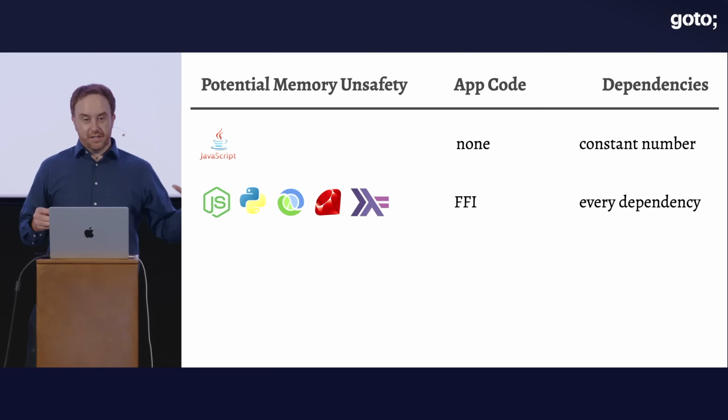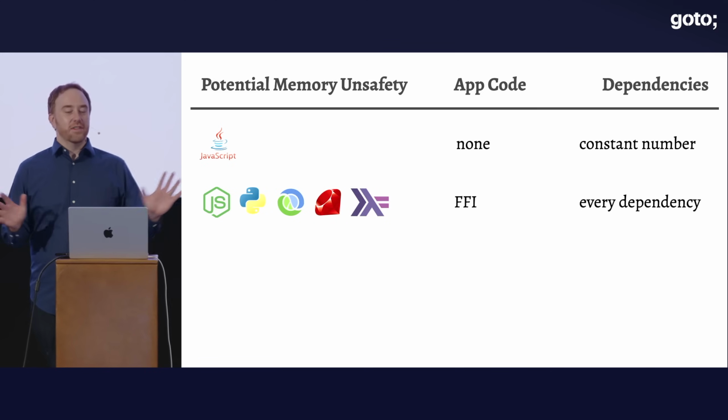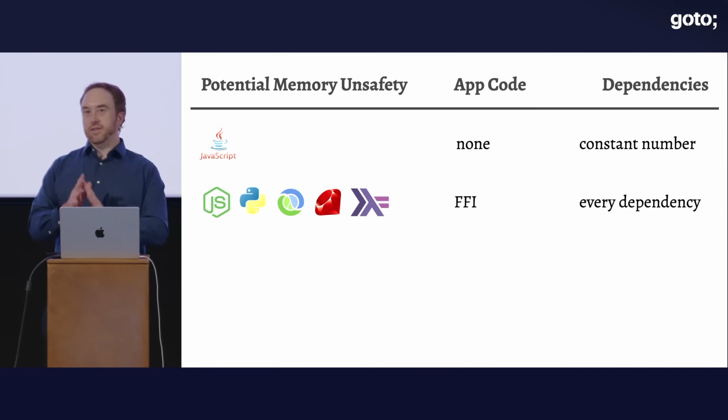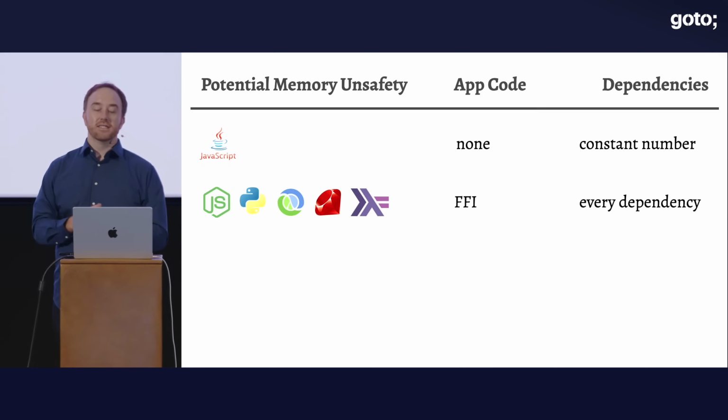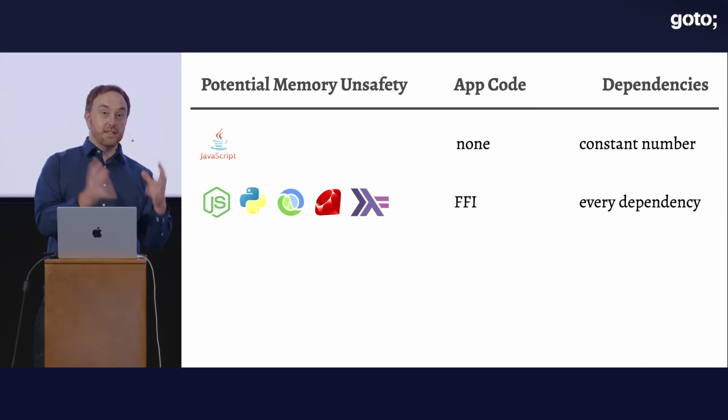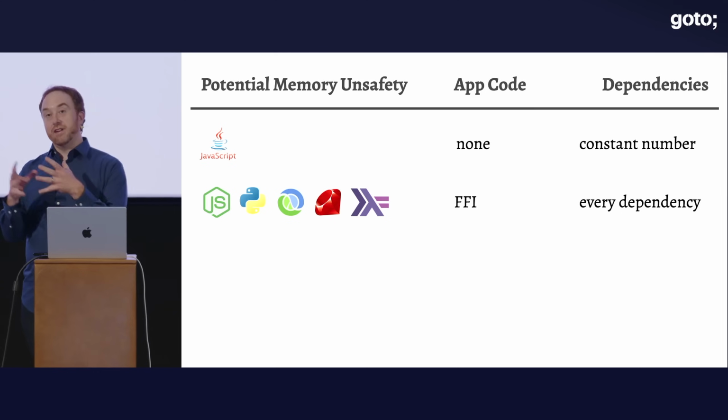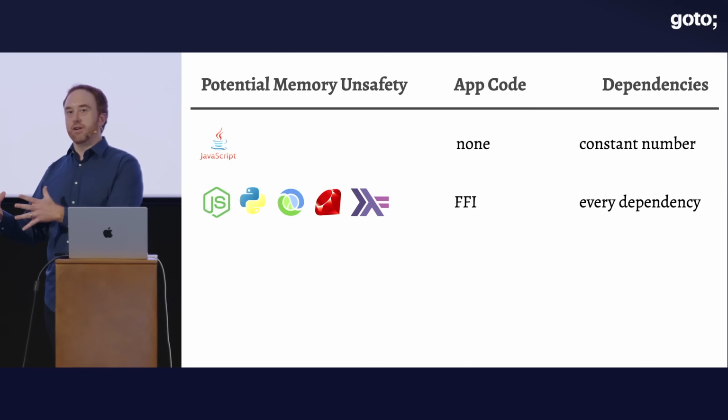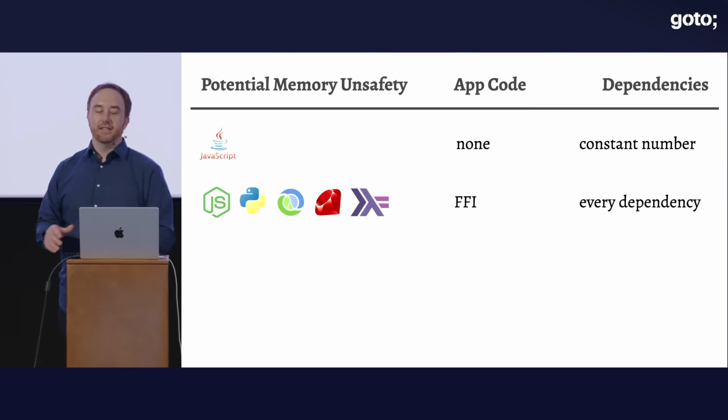Now, there's a whole bunch of languages that do this. Node.js is far from alone in this way. So Python, Clojure, Ruby, Haskell, these are just examples. Lots of languages do this. By default, they are memory safe, but then they have an FFI that allows you to access a memory unsafe language, and that includes in all their dependencies.